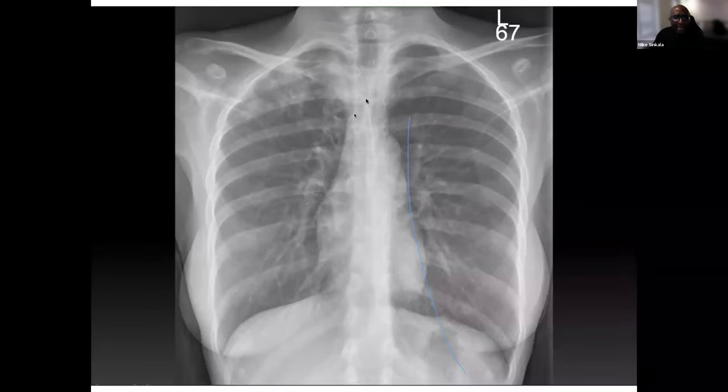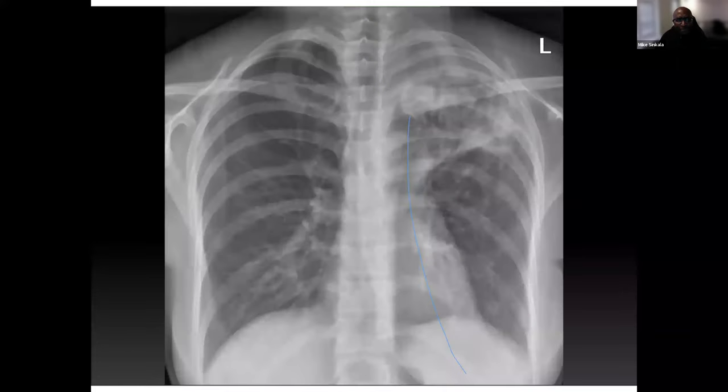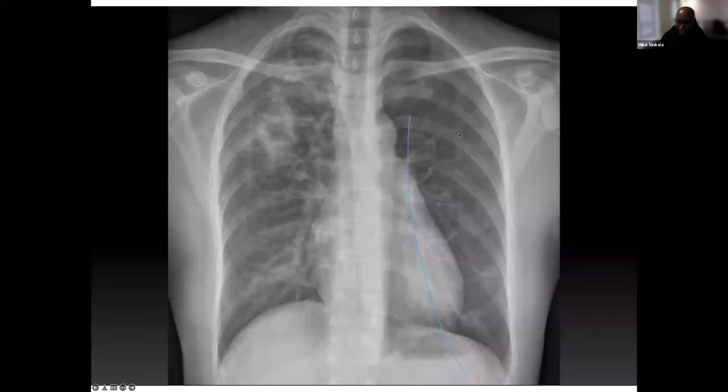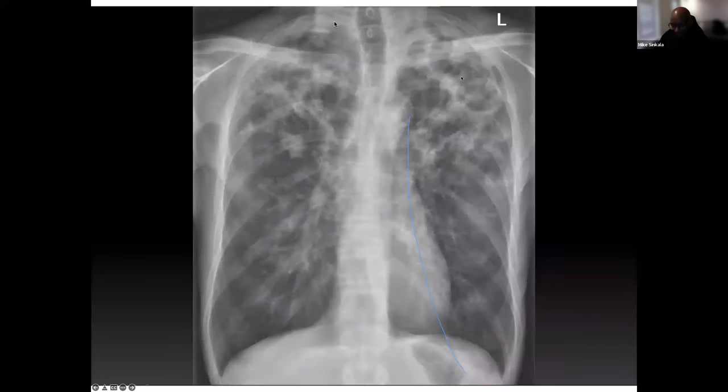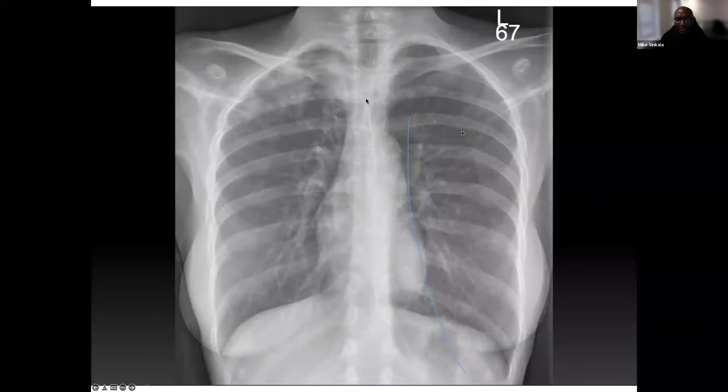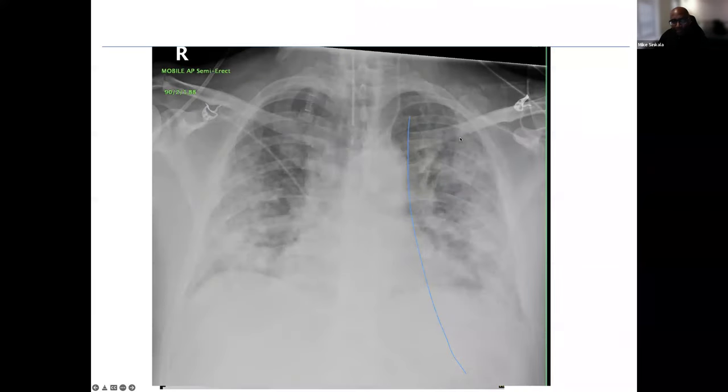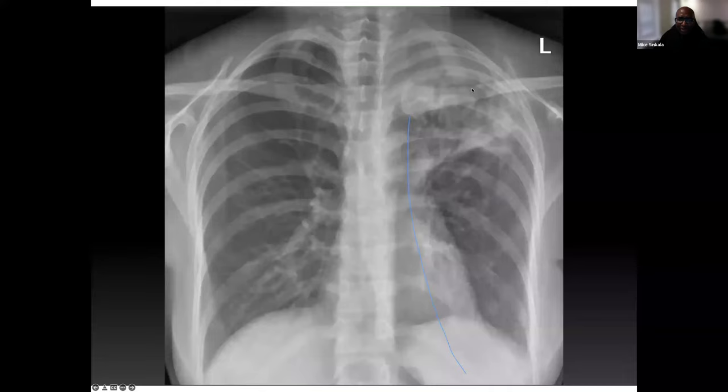Now, this X-ray, again, we do have consolidation to the right upper lobe here. The patchy airspace opacities in the apical area of the right upper lobe in this case are quite common in patients with tuberculosis. Again, notice here also on the left side there is actually a cavitating mass around here, to the left upper lobe.